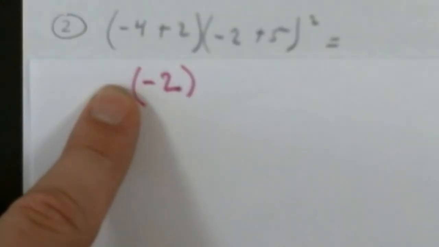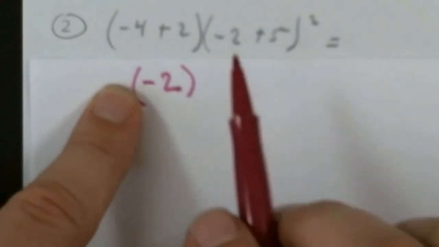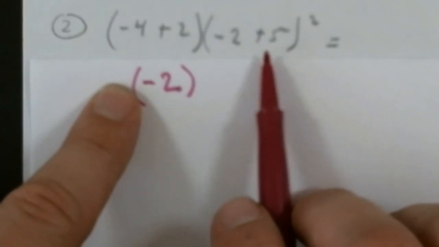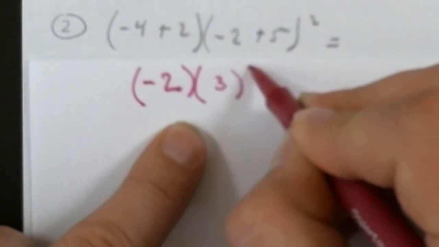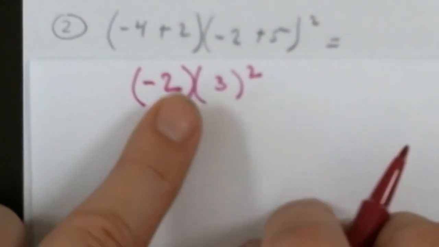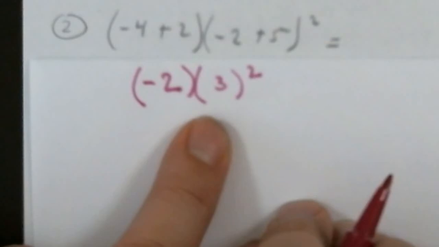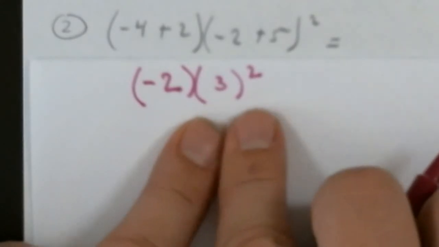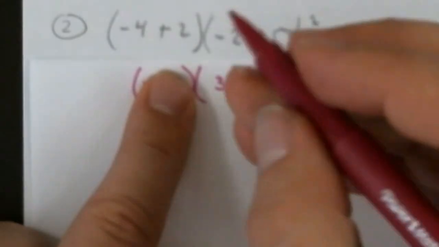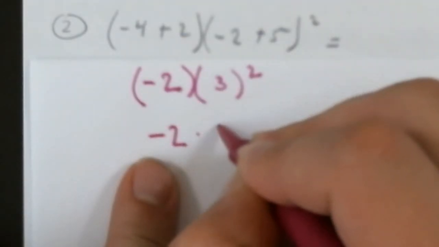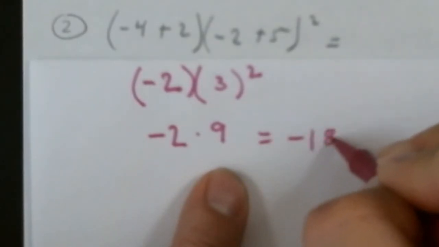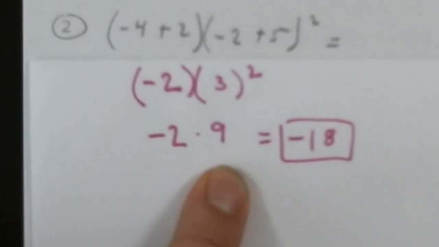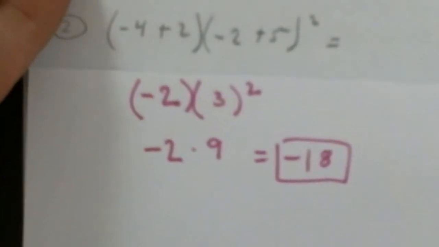Parentheses. We're doing the stuff inside the parentheses first. Now, what is negative 2 plus 5? Negative 2 plus 5 is going to be 3 squared. Okay, so what is the next point in PEMDAS? It's your exponents. So what is 3 times 3? It's 9. So you have negative 2 times 9. And negative 2 times 9 is going to be 18. And that's what we get for our answer. Okay, so let's keep going.